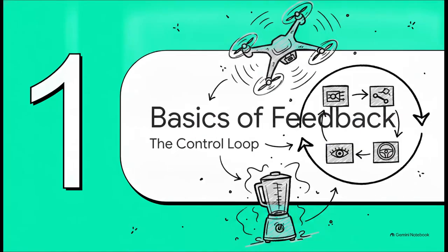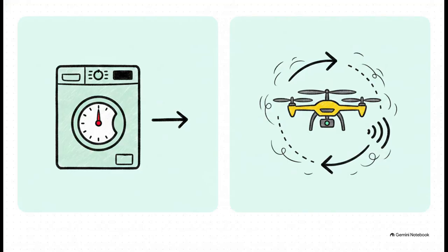Section 1. The basics of feedback, focusing on the control loop. This is absolutely the foundational concept required for any autonomous system. Without it, a drone is basically just an uncontrolled flying blunder. Just look at the clear contrast between these two types of systems, open loop and closed loop.